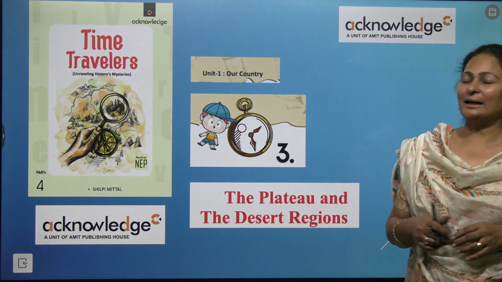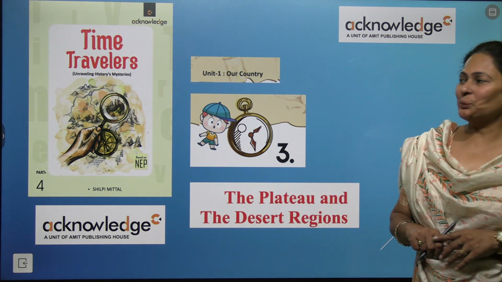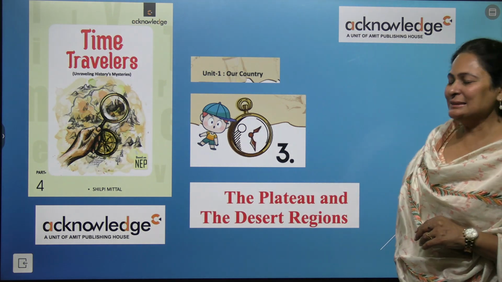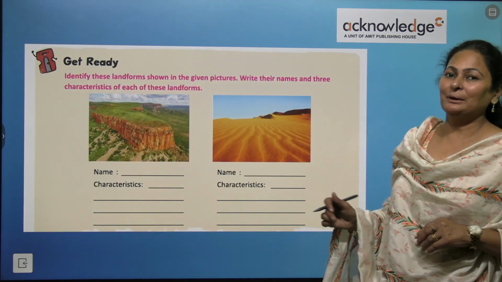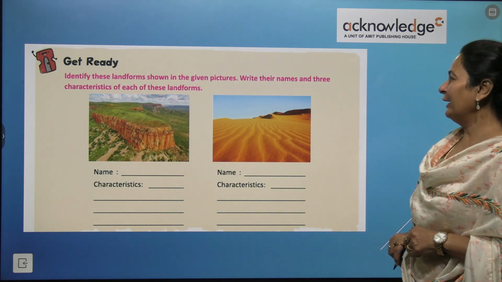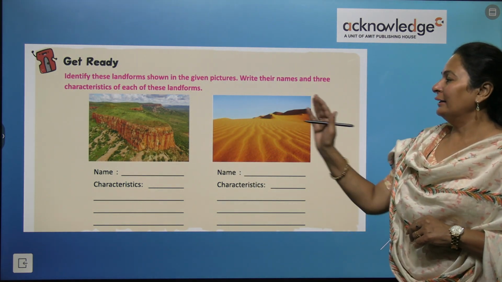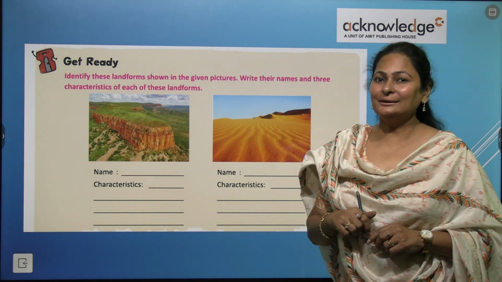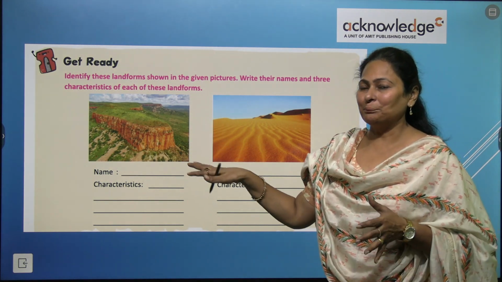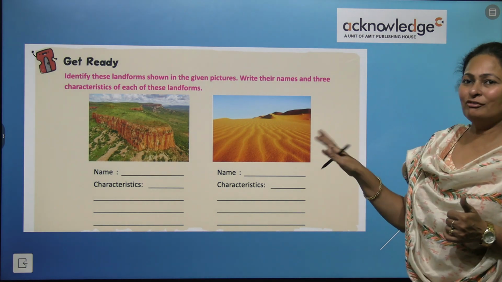Today I am starting with chapter number 3, the Plateau and the Desert Region, of your course book, Time Travelers, Knowledge Series by Amit Publishing House. Again, get ready to identify these different kinds of landforms shown here, and write the names and characteristics of these landforms. The first picture is the plateau and the second is the desert.